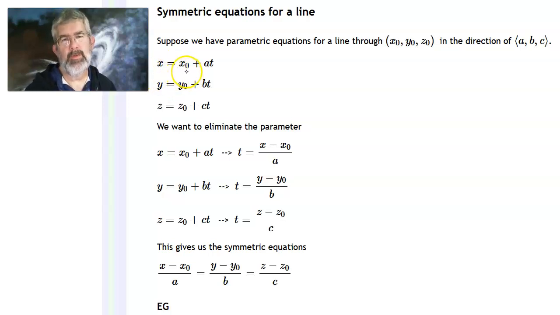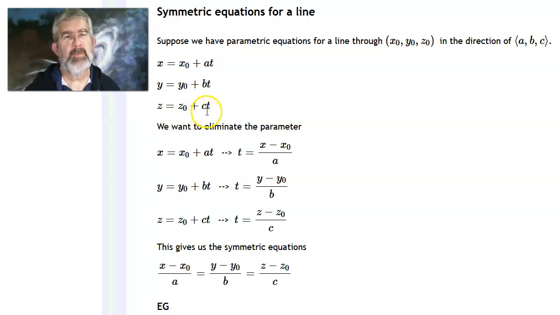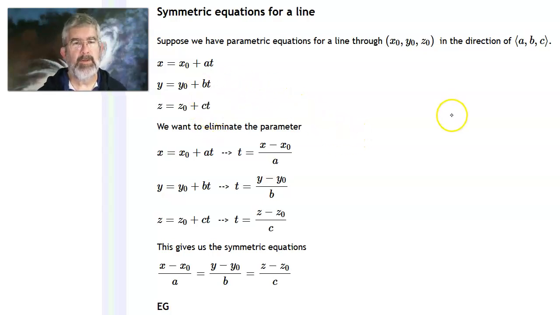x equals x0, the point you want it to go through, plus at, where a is the x component of the direction vector. Likewise, y equals the y component that you want to go through plus b times t, where b is the y component of the direction vector. And likewise for z, z is z0 plus ct, where z0 is the z component of the point you want to go through, and c is the z component of the direction vector. Okay, so these are parametric equations.